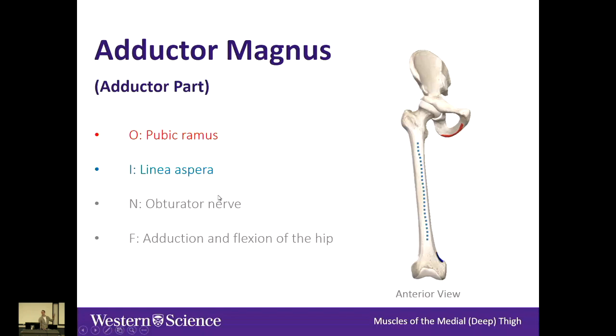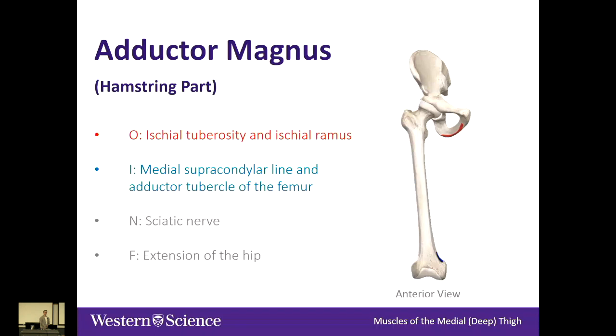Okay, so the adductor part of magnus, exactly like adductor longus, exactly like adductor brevis, exactly like your typical adductor muscle. And then it's just this hamstring part of it that's a little bit funky that you guys aren't used to seeing yet. Okay, so the origin is the ischial tuberosity, so more posterior. It goes all the way down to this part down here, sciatic nerve and extension of the hip.